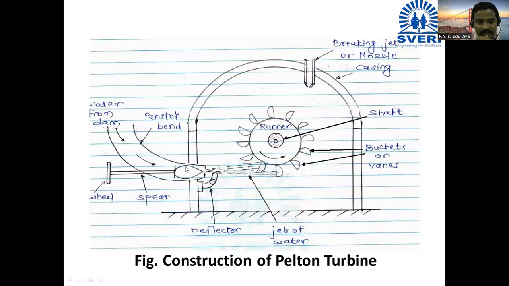Then there is a spear provided. The spear is used for controlling the flow of water. Suppose you want to increase or decrease the flow of water, depending on the load condition. As per the load conditions, you can control the flow of water by using the spear.